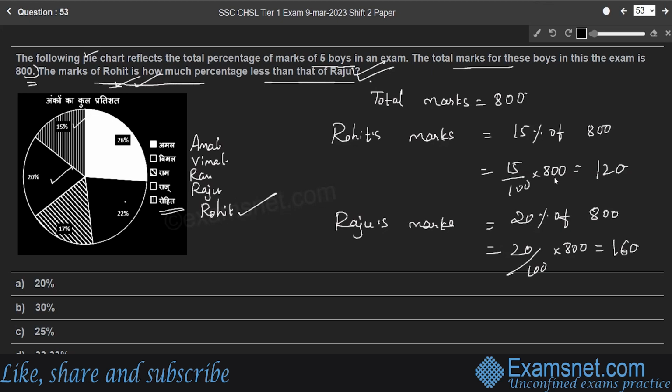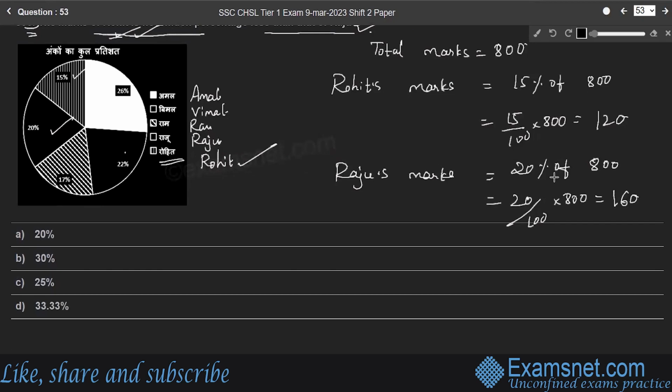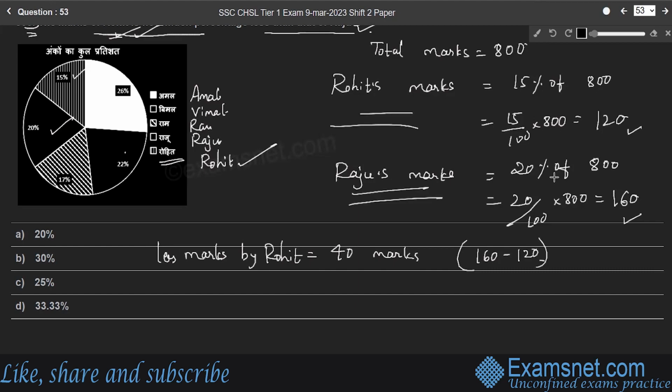So here, Rohit obtained 40 less marks. The less marks obtained by Rohit is 40 marks, which is nothing but 160 minus 120. Compared to Raju, Rohit obtained 40 less marks. Therefore, required percentage.